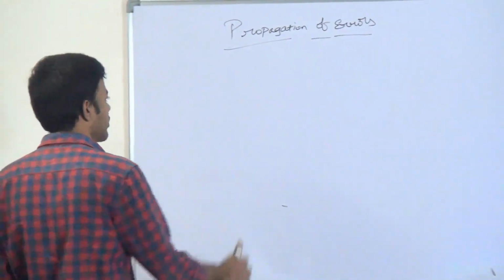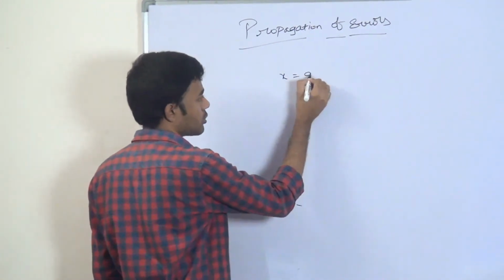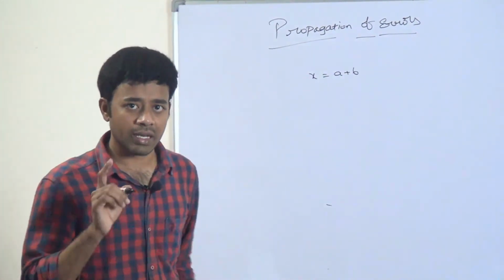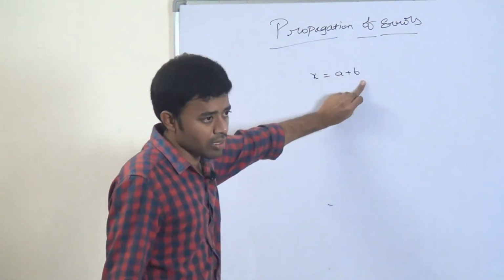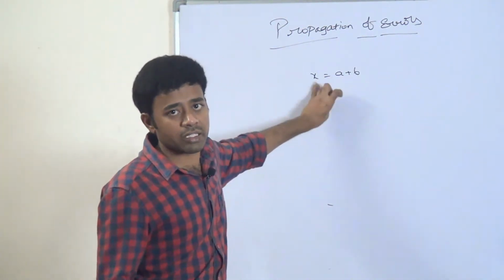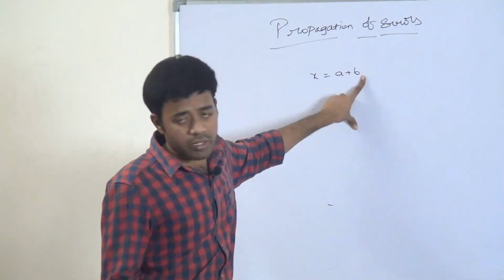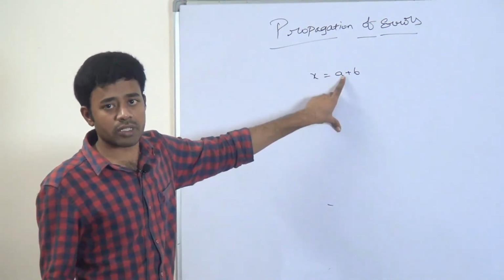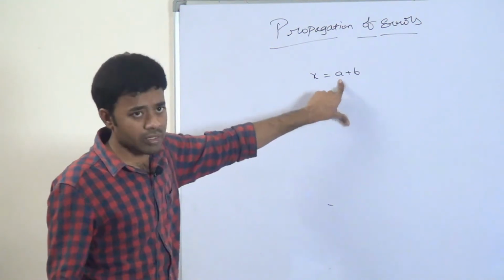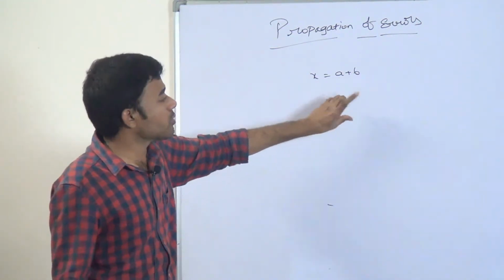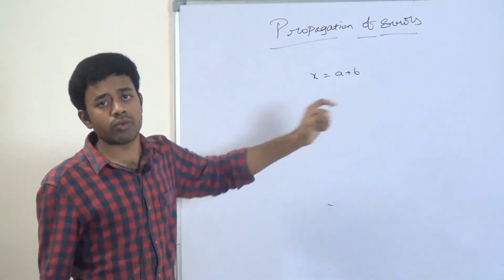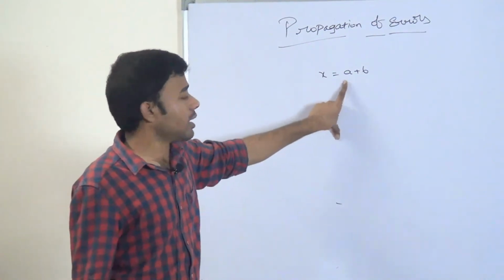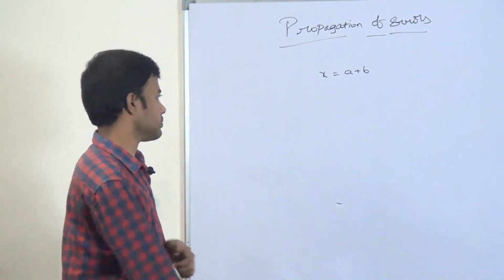Suppose we have the physical quantity x, which is the sum of two other physical quantities. If there is error in both the quantities A and B, how does it impact this physical quantity x, which depends on A and B? Here x is the sum of A and B, so x equals A plus B. If you have errors in A and B, in which way will the errors in A and B cause the errors in x?